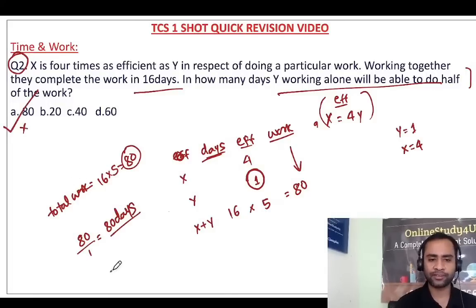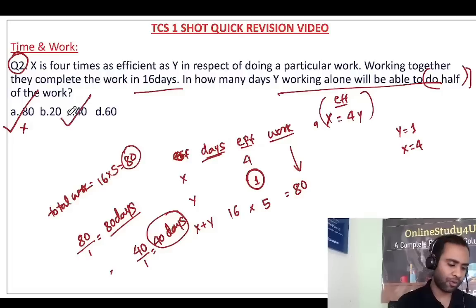Many of you will come back and say, sir, I have solved the question. But they are asking for half of the work, so half of the work will be 40, and in completing 40 work they will be taking 40 days. Option C will become the correct answer. Okay, clear?